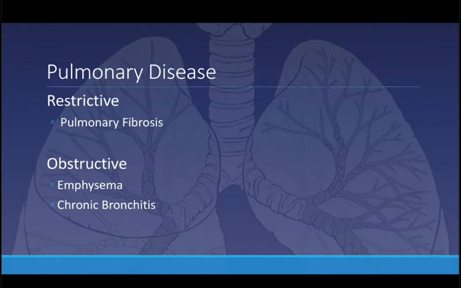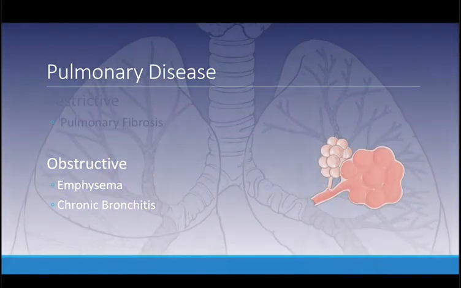So of our three primary diseases, that is our restrictive lung disease. Let's now go on to obstructive lung disease. And obstructive lung disease is a disease where it's difficult to get the air out. And there's two main primary diseases, emphysema and chronic bronchitis.